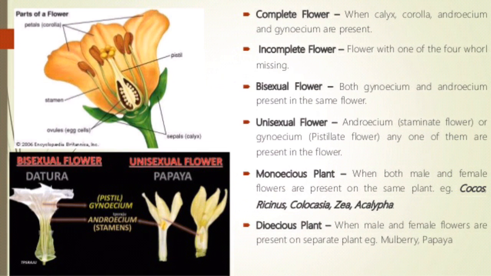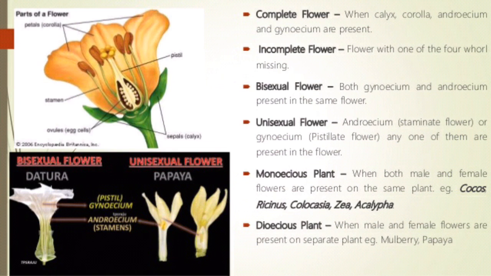Bisexual flower: both gynoecium and androecium, means the male and female sex organs, are present in the same flower; such flowers are known as bisexual flowers. Unisexual flower: androecium, that is a staminate flower, or gynoecium, a pistillate flower, any one of them is present in the flower.